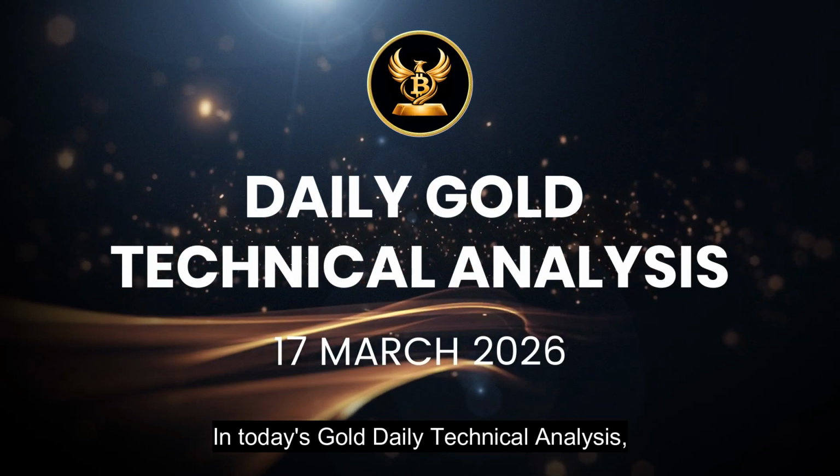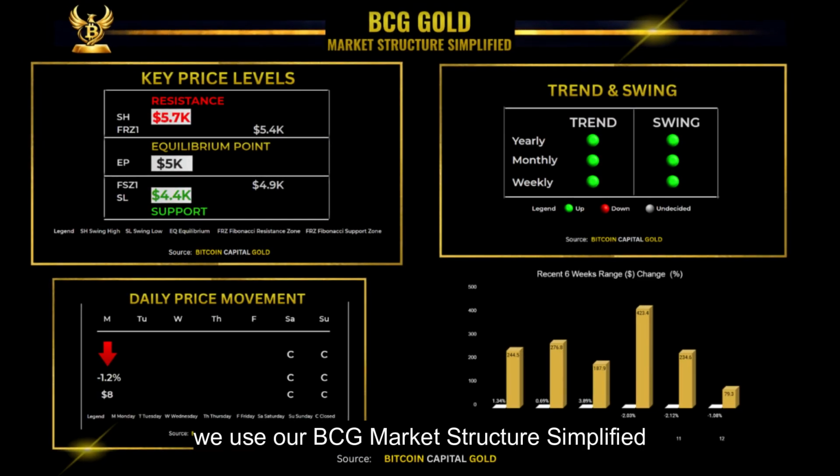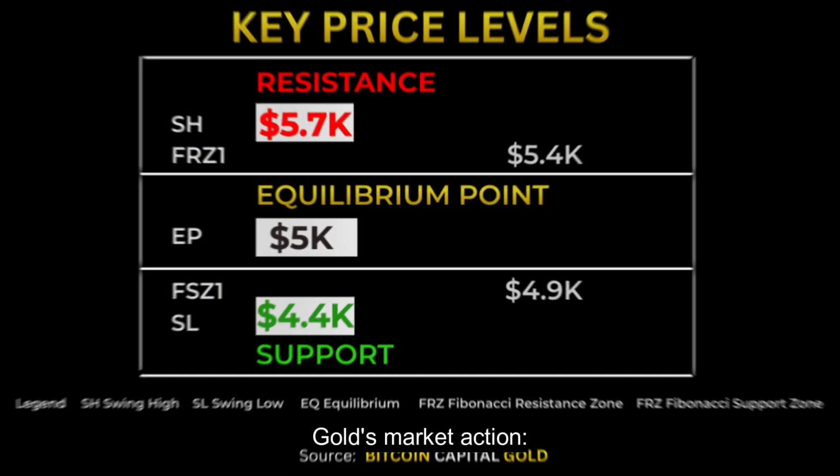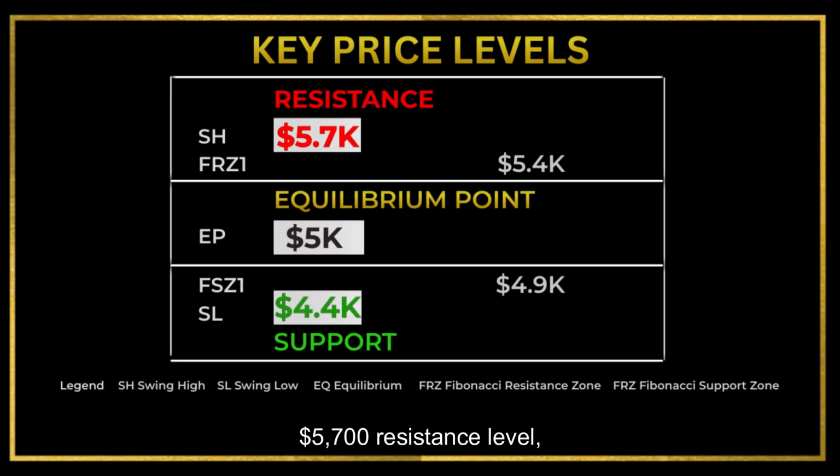In today's Gold Daily Technical Analysis, we use our BCG Market Structure Simplified dashboard to get a snapshot of the current gold price action. The dashboard looks at three core areas: trend and swing direction, price movement and price zones, and current volatility. Gold structurally remains bullish, with volatility compressing around the $5,000 price level, which continues to hold up well. Here are the price levels influencing gold's market action: $5,700 resistance level, $5,000 equilibrium level, $4,400 support level. If $5,000 support fails, the market could rotate back towards the $4,400 structural support floor.